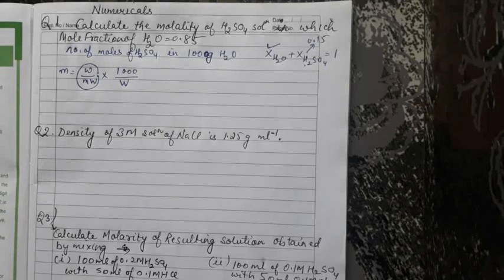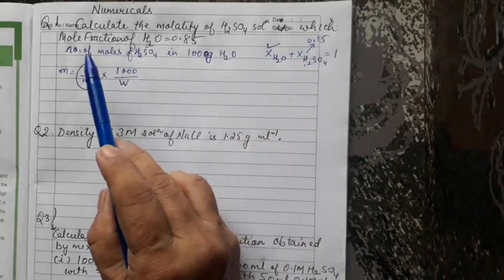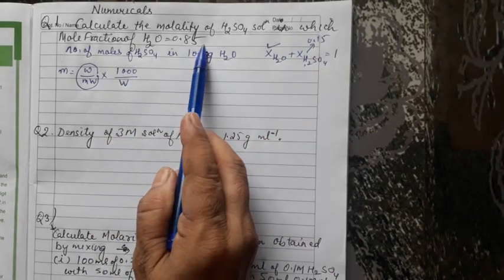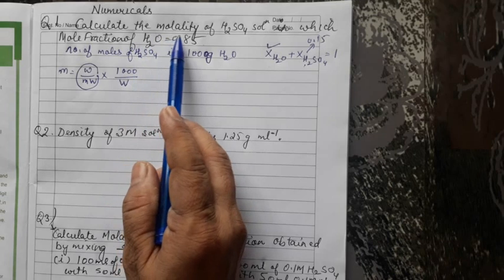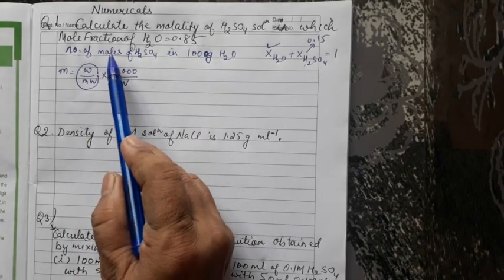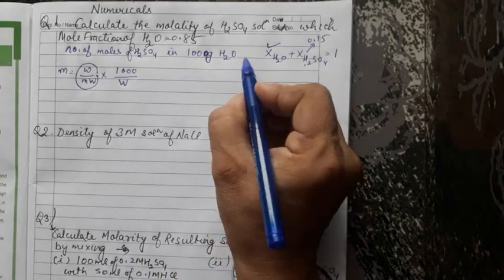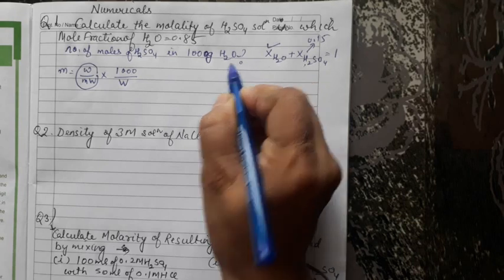Okay, students, we'll continue today with some more numericals on the same chapter, basic concepts of chemistry. Okay, see what is the question here? The question says you calculate molality of sulfuric acid in which mole fraction is given. When molality we have to calculate, what are we asked to calculate? Moles of sulfuric acid in 1000 grams of water is asked. This is asked, children, here.